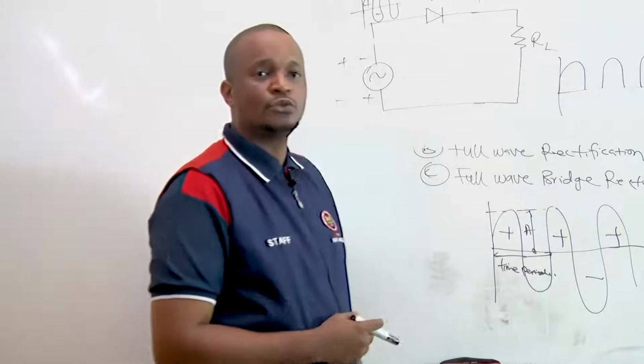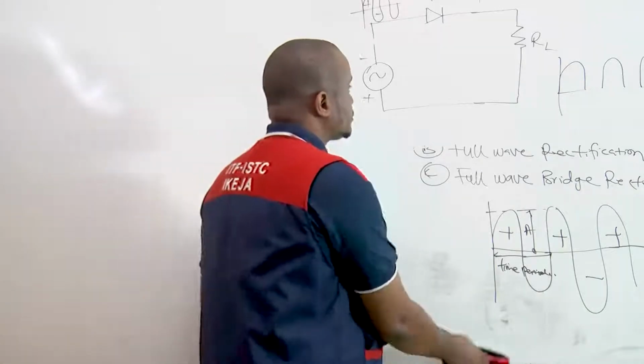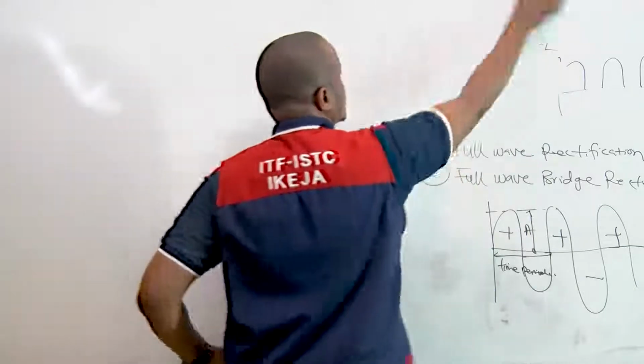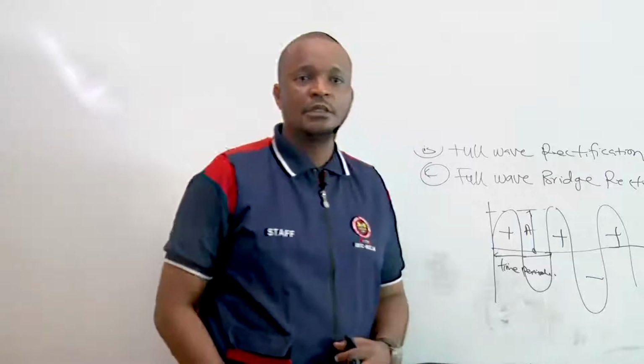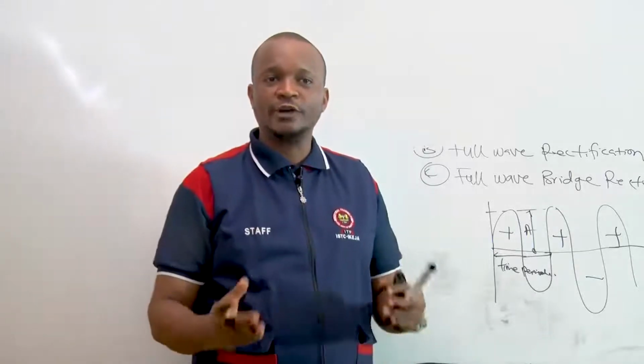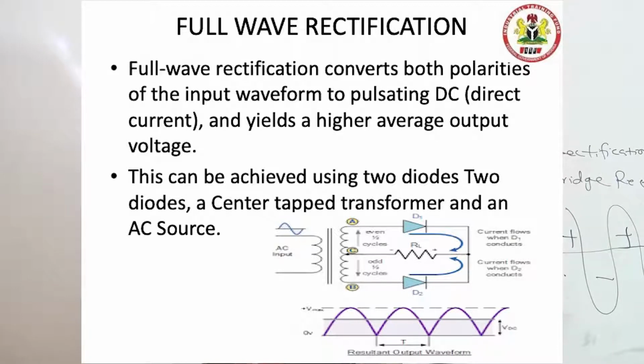So this will take us to the full wave rectification. The full wave rectification converts both polarities of the input waveform to pulsating DC, that is the direct current, and yields a higher average output voltage.